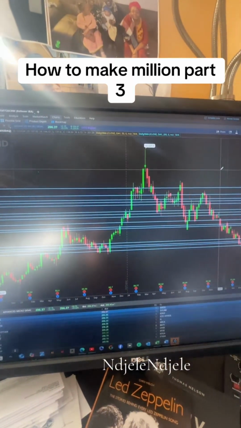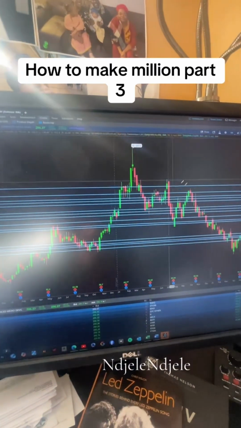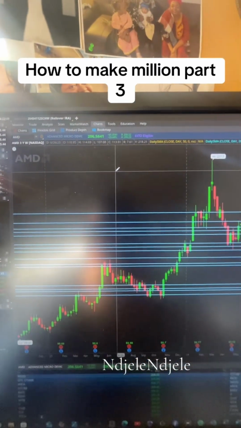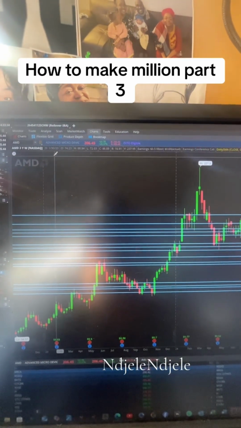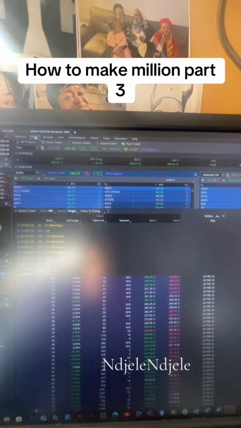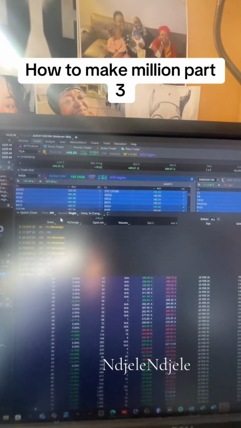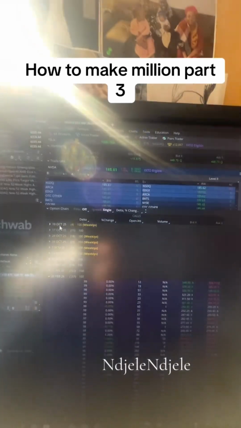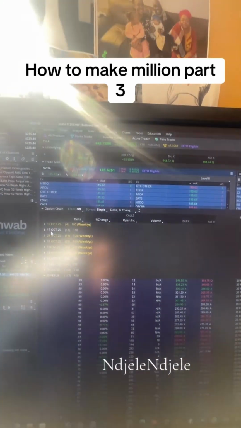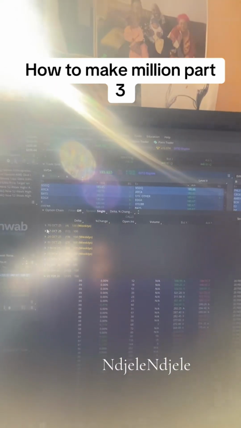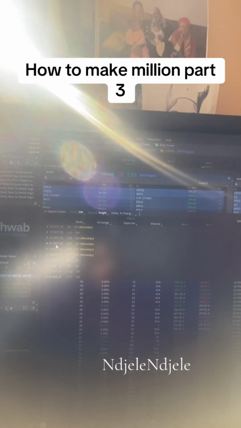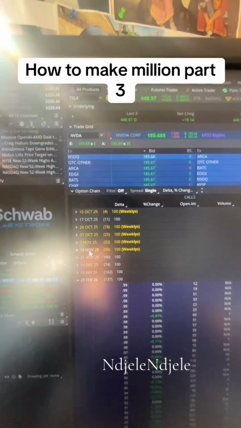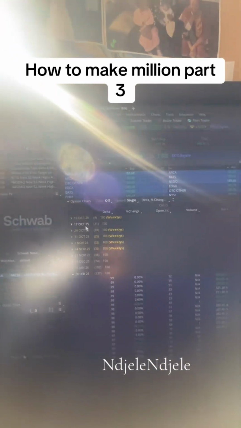Now what you do is you can either buy the stock and then your stock will have gone like $50 up, or you can do like me. What I do is I buy what we call options contracts. So options contracts are those contracts right here. You see, those contracts expire October 10th, October 17th, 24th, 31st, November 14th.